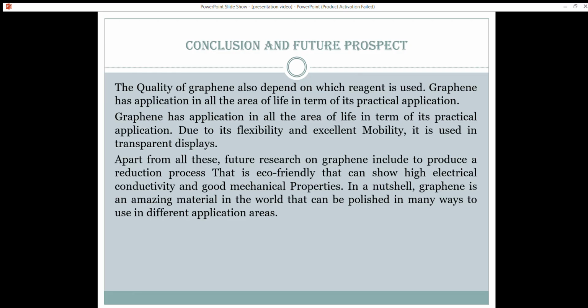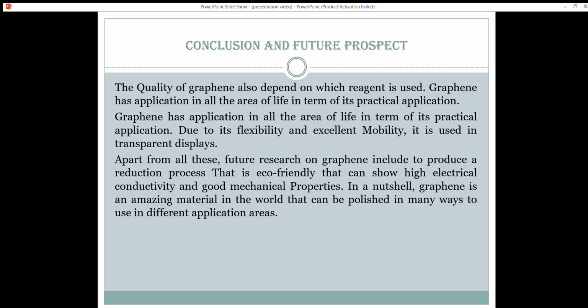Graphene has applications in all areas of life in terms of its practical application. As I discussed earlier, it depends on our end use which method we use for preparing graphene. Graphene has applications in all areas of life because it is flexible enough for mobility. It is used in transparent displays.